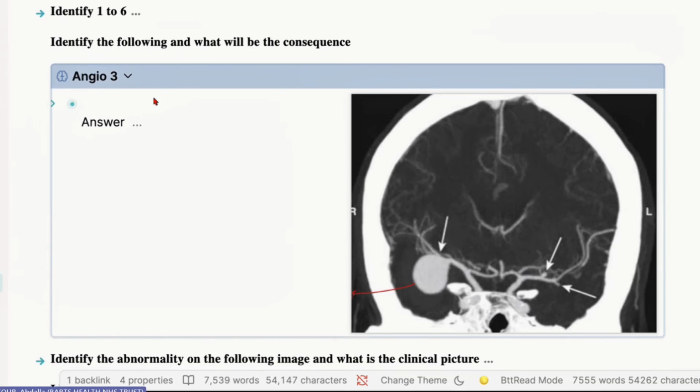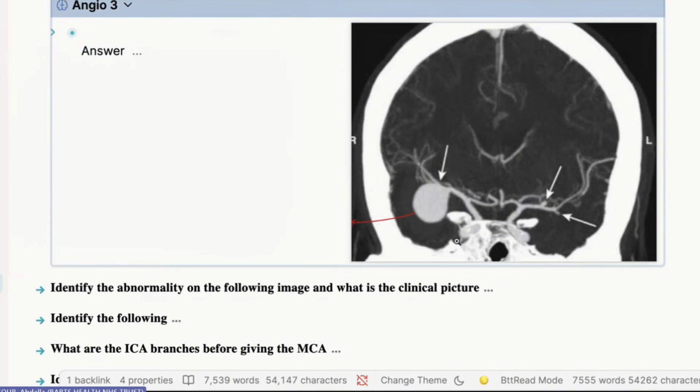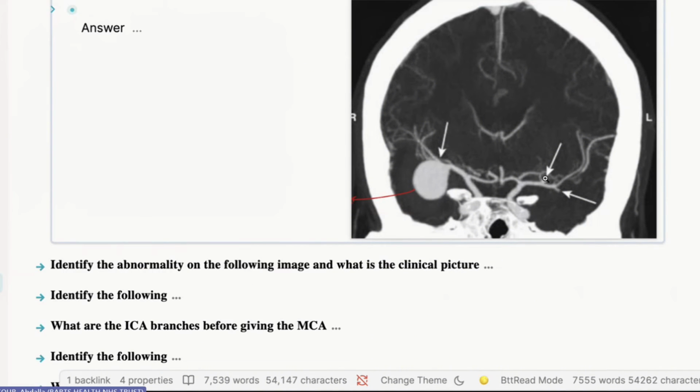There are multiple other things to identify. What's the abnormality in this scan? I'm not too sure. Looking at this one, it's this big balloon. So this is an aneurysm on the right MCA. You also have multiple blips on the other MCA, but this is the main one. That's a giant aneurysm on the right MCA.